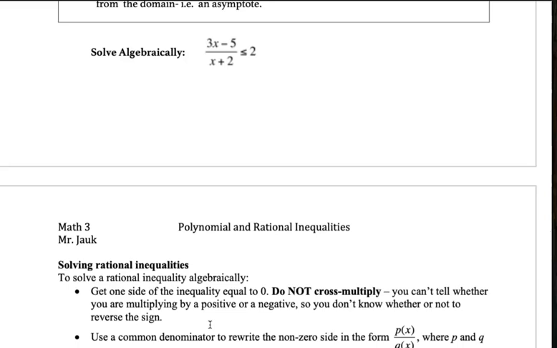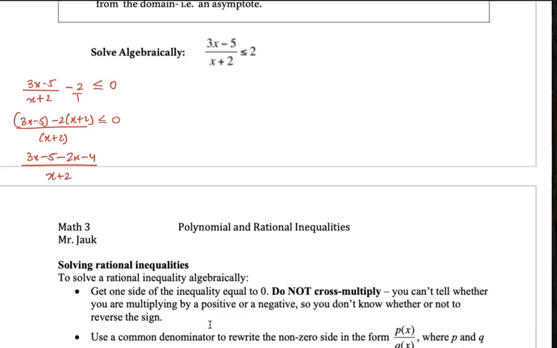So how do you solve this algebraically? First, equate it to 0. Get all terms on one side and combine them into a single fraction. So (3x minus 5 minus 2x minus 4) upon (x plus 2) is less than or equal to 0. Then you simplify: x minus 9 upon x plus 2. Equate x minus 9 equal to 0, so x is equal to 9. That's my 0.